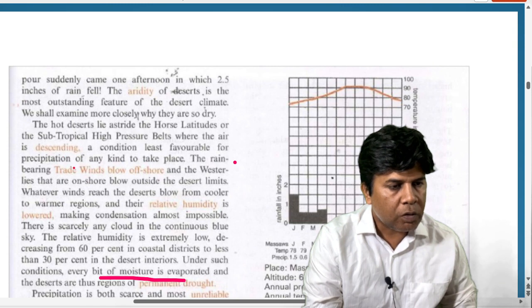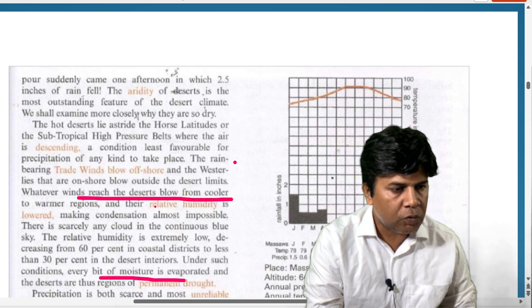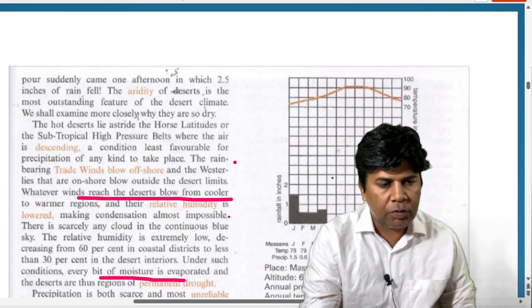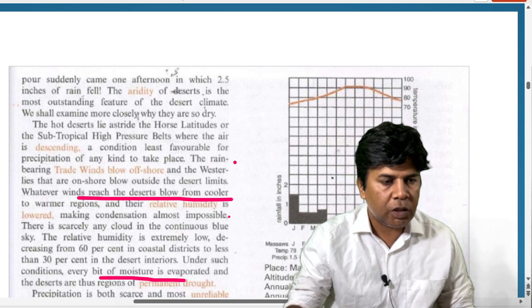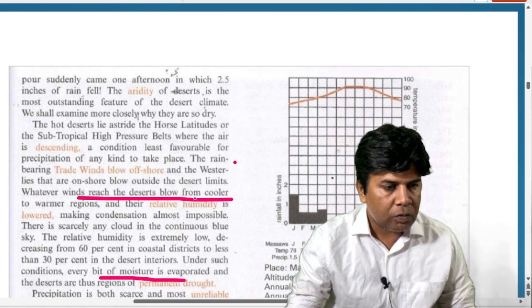So whatever wind actually reaches the desert blows from the cooler to warmer region, and their relative humidity is lowered. So why exactly is this relative humidity lowered? Because whatever wind reaches the desert blows from the cooler to warmer region.